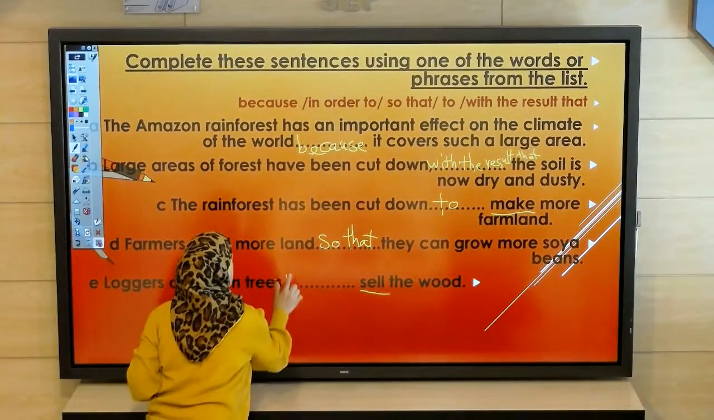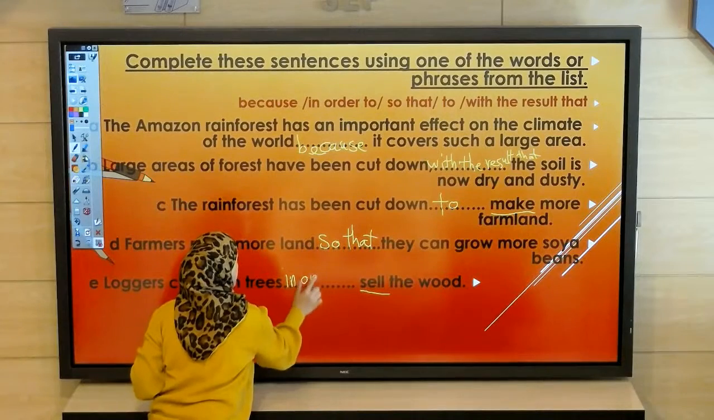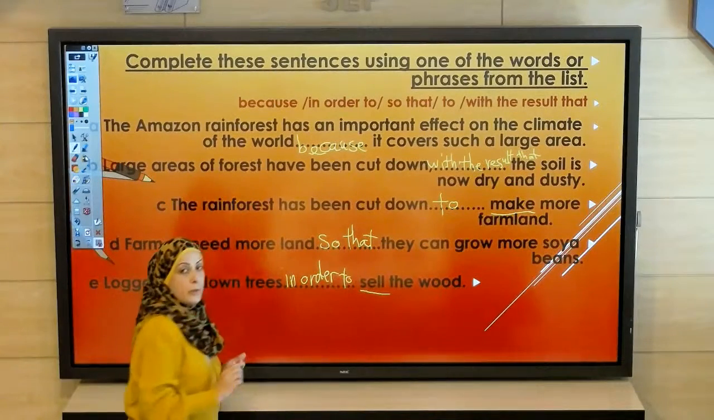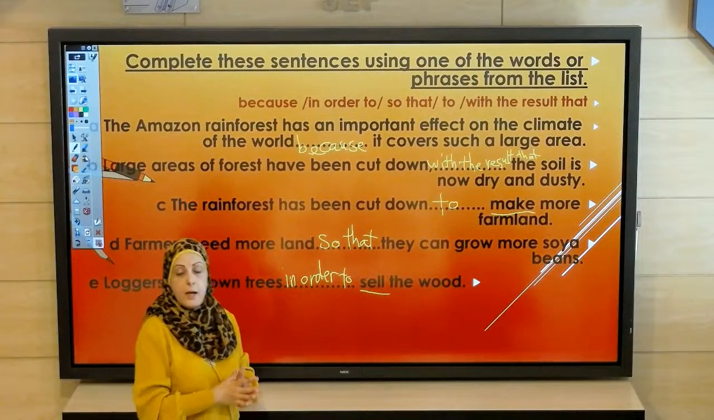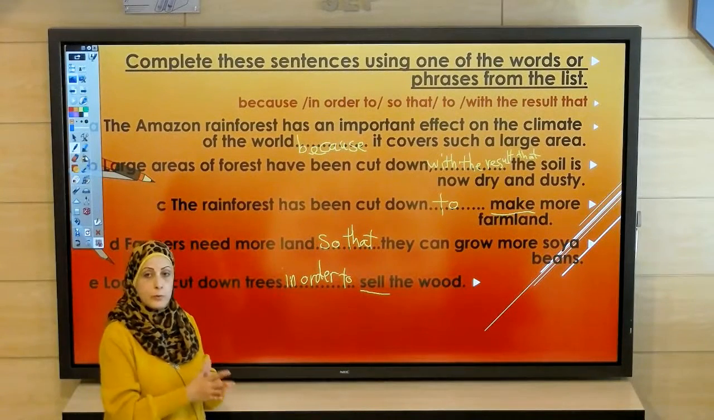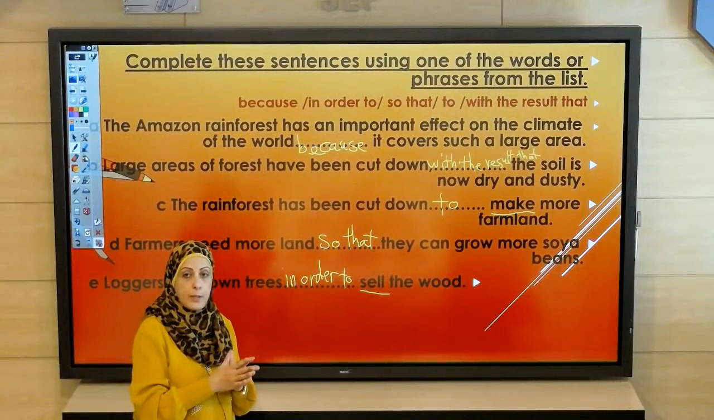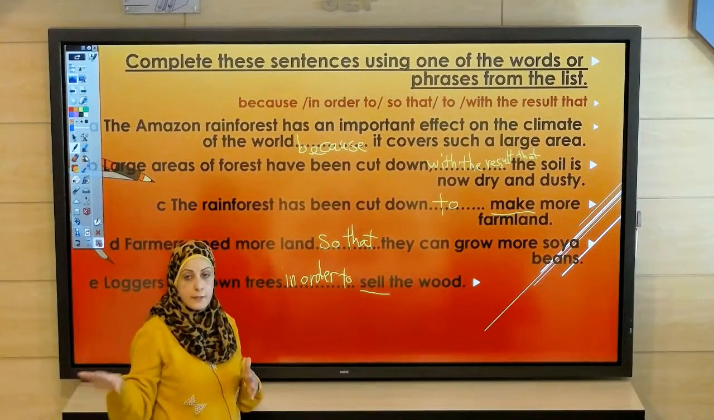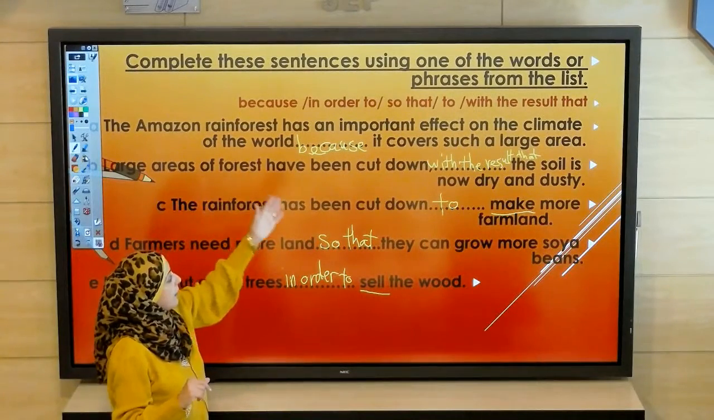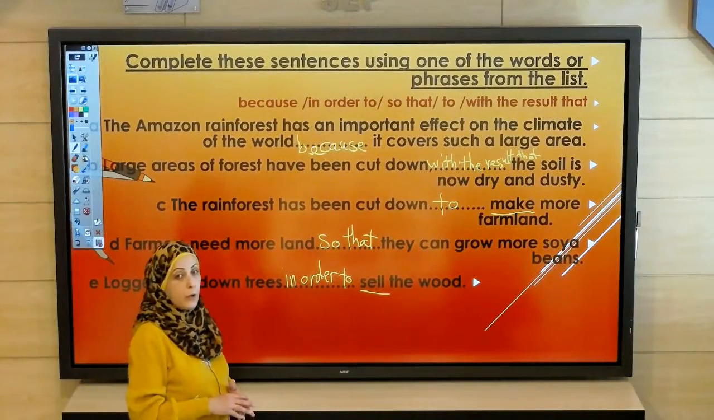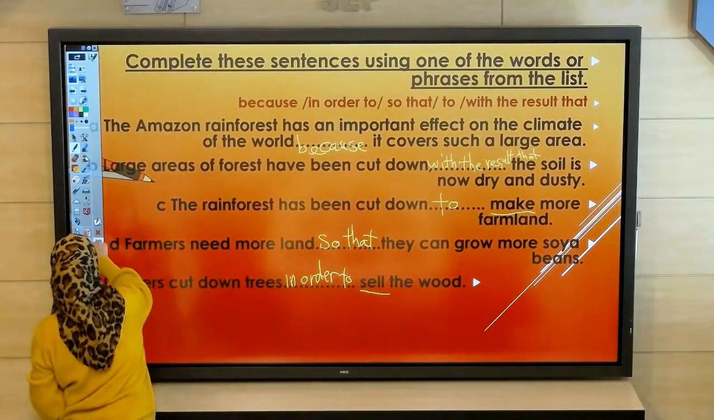In order to. So, remember, after in order to or to, we should choose the infinitive, okay? But after so that, with the result that, because, we have a clause, okay?